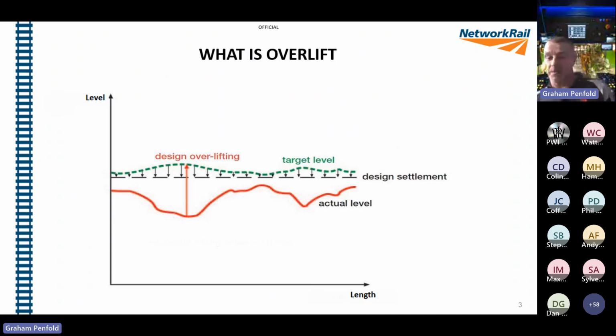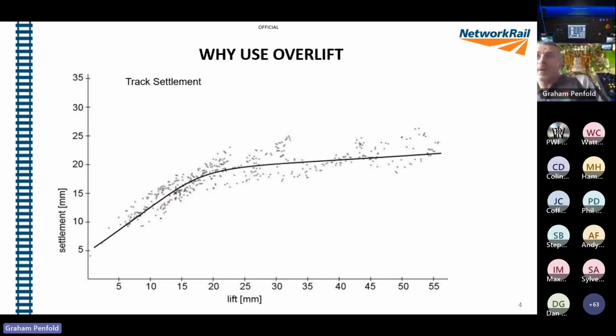Now, what is design overlift or settlement compensation? Well, I'm hoping that most people have got an idea because there are clues in the title. It's where we overlift the track above the design level to compensate for settlement. So after settlement, we want the track to be somewhere where we originally designed it. Because what happens conventionally is we will lift track to a design and it will settle underneath traffic, under dynamic loading of trains.